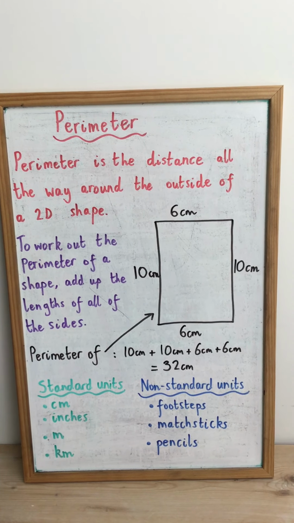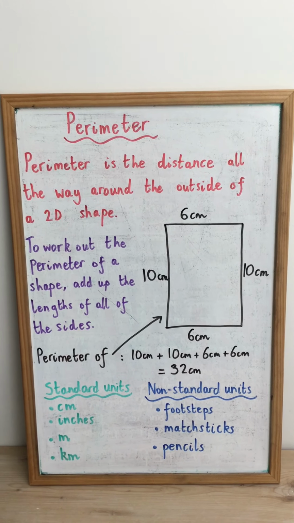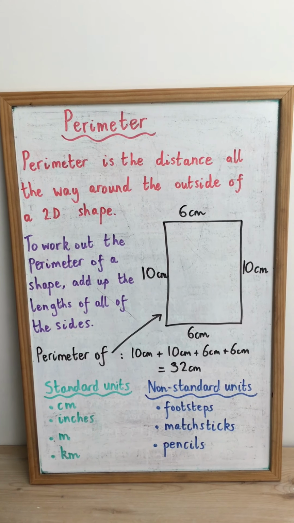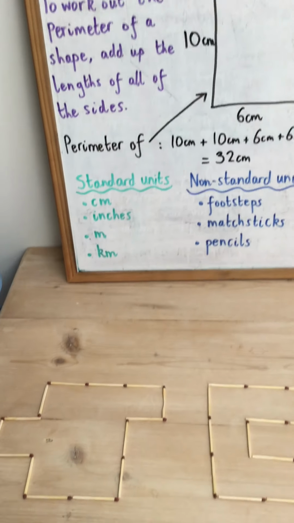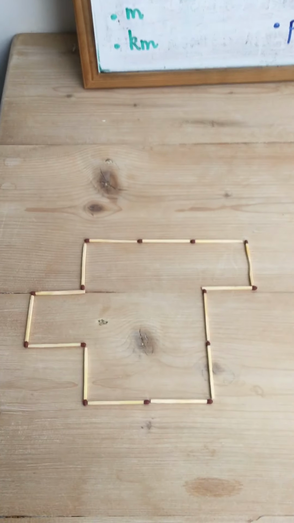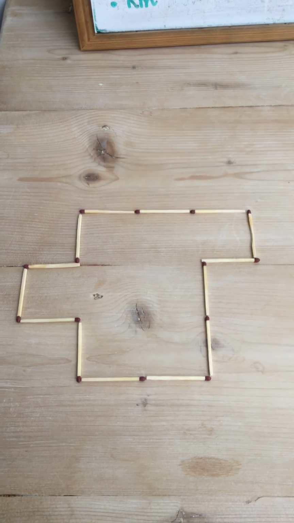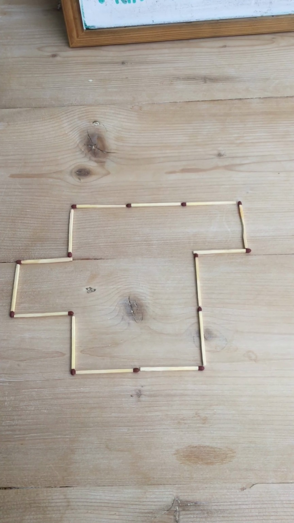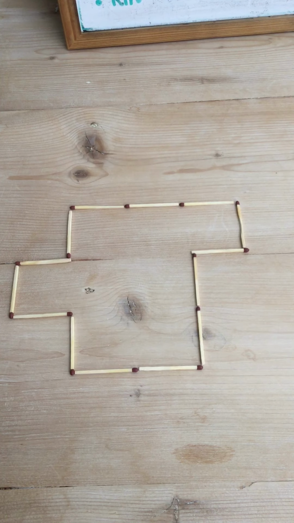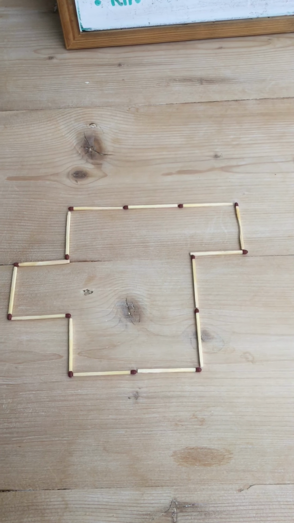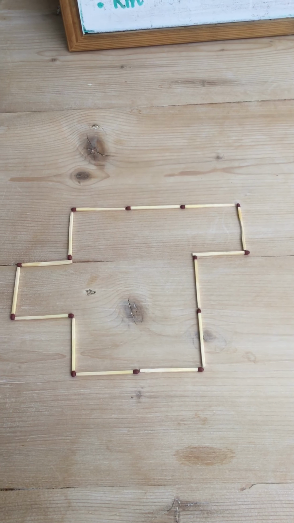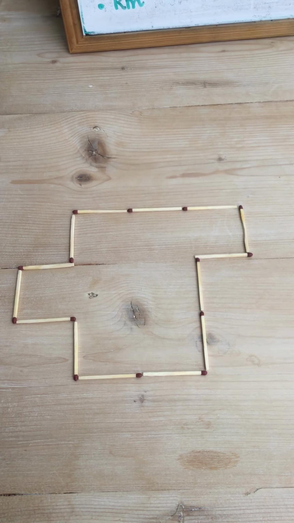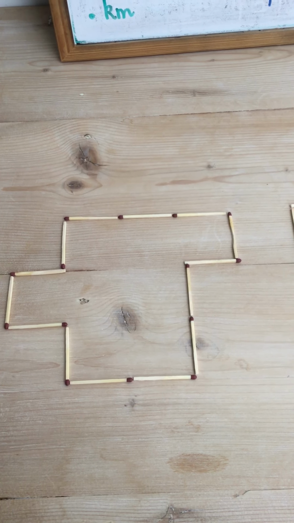So I've already created two shapes using matchsticks, and we're going to find the perimeter of them. So if we look at my first 2D shape, now the perimeter is the distance all the way around the outside, and this has been measured in matchsticks. So we need to count all of the matchsticks that have been used to create the edge of this shape, and that will tell us the perimeter.